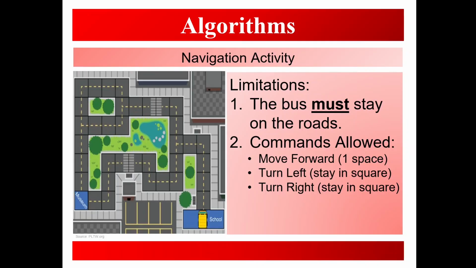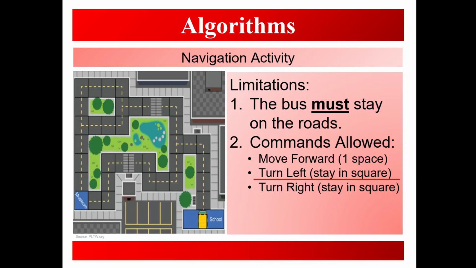To move forward, you move the bus forward one space in the direction that it's facing. And you can tell which direction it's facing because you can see the little window at the front of the bus. So if I were to give the command move forward, it would move into the next square in the direction the bus is moving.